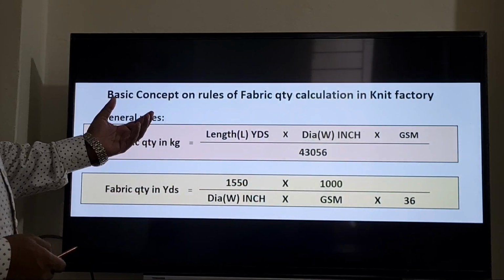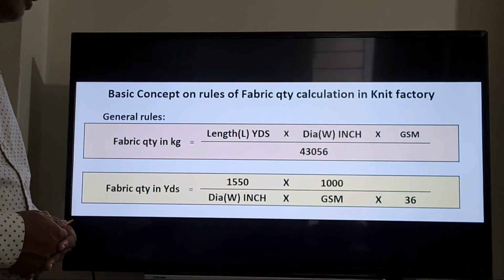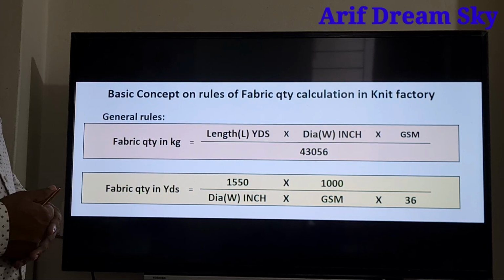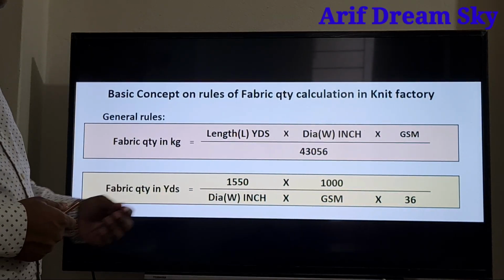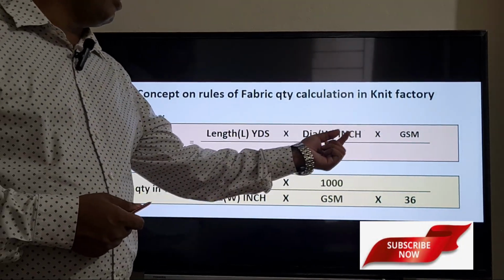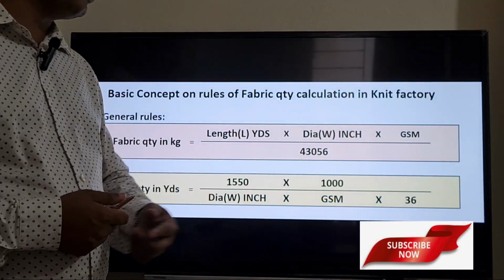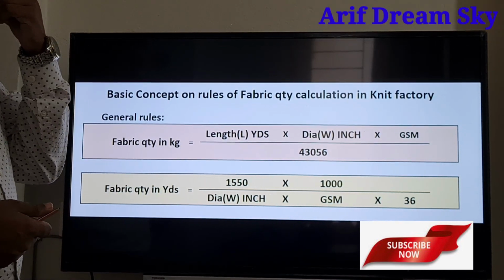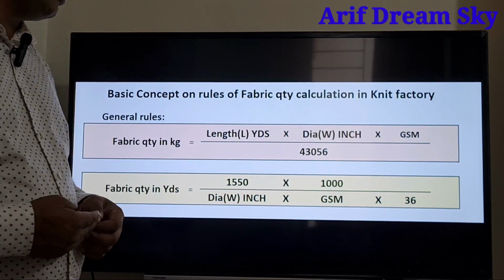You can generally see this rule in the garments section of the industry: there is a fabric quantity in kg. If you want to find out any weight in kg, you have to consider the length in yards, dia and GSM. You multiply these three and then divide by 43056. Then you will get the weight in kg. This is the rule generally applied everywhere for yards in 1 kg.